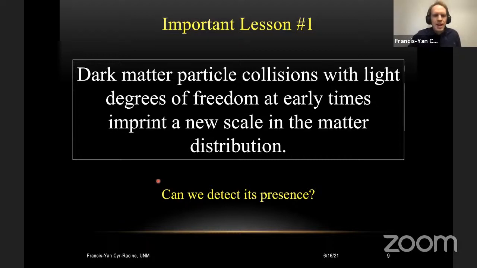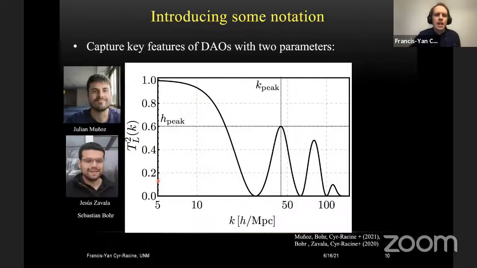So a good question to ask is whether we can actually detect these things. And this is some work I've done recently with William Munoz at Harvard and my longtime collaborator Jesús Zavala and Sebastian Bohr in Iceland. And just to introduce a notation I'll be showing, in the remaining couple of minutes here, we'll be talking about these models that have these oscillations, and we'll be talking about two parameters, which are K peak and H peak.